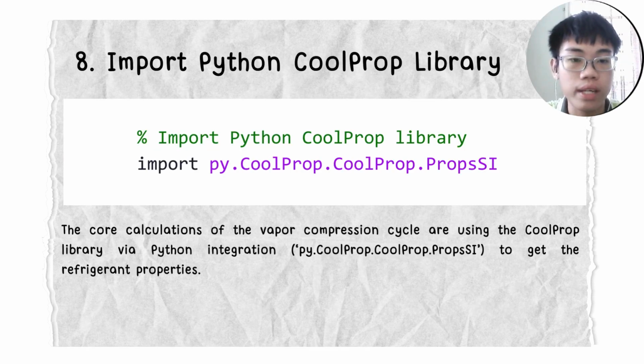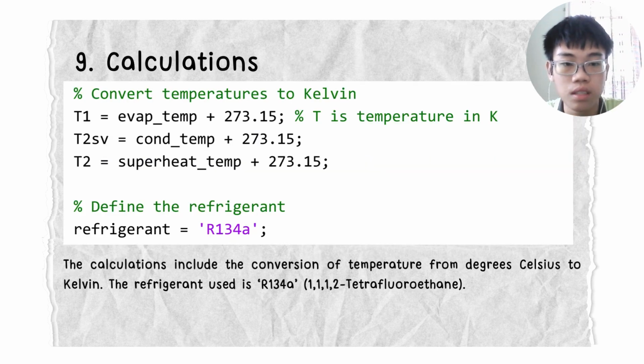Before we proceed to the calculation, we also need to import the Python Group10 library. The code shown here is used to import the Python Group10 library. The calculation of the vapor compression cycle uses the Group10 library via Python integration to get the refrigerant properties. Now, let's move to the calculation in this cycle.